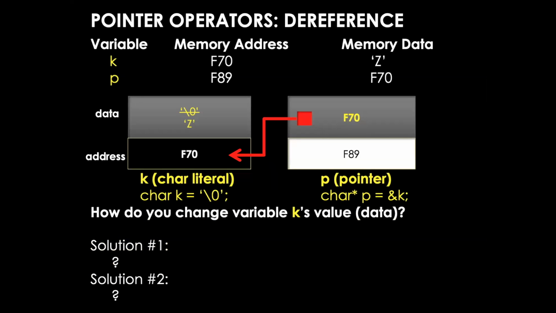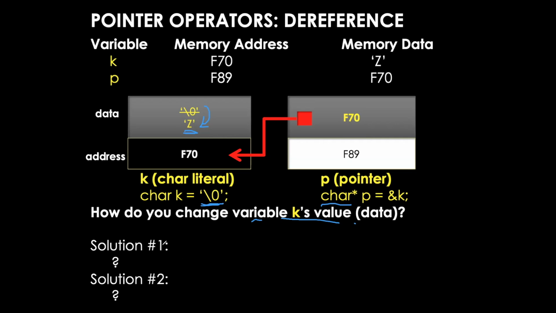Dereferencing, like I said, is used to manipulate data at a memory location pointed to by a pointer. We have two variables. One of them is the char literal, and the other one is the pointer pointing to it. This is a char pointer because the pointer points to a char instance. How do we change variable K's value, directly or indirectly, from 0 to Z? So how do we do that?